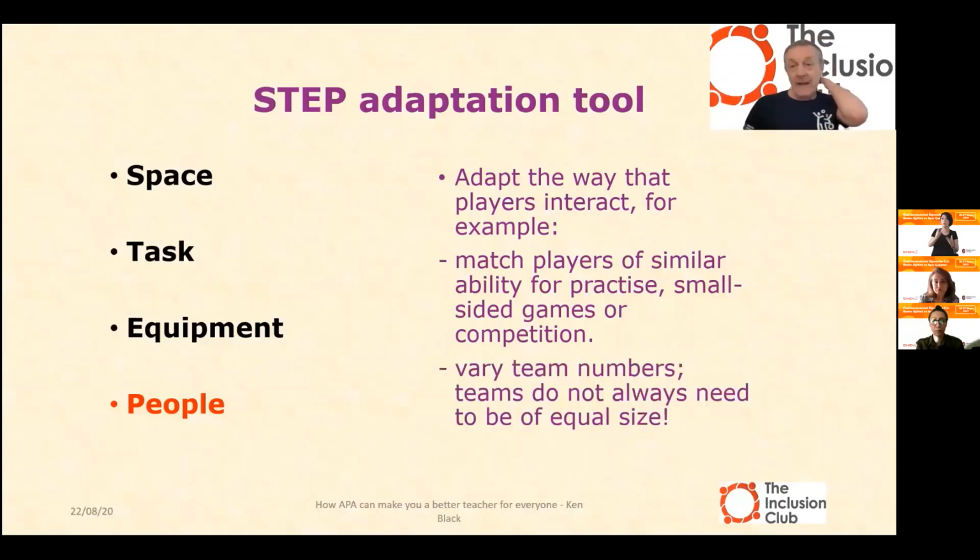We can also vary team numbers, and teams don't always have to be the same size. So it doesn't need to always be 5 against 5 or 11 against 11. Sometimes instead of 5 against 5, we might decide that it's easier to have 7 against 3. 7 players who are developing their skills can support each other against 3 players who've got a higher level of skill, but they have to work harder against the 7. And so that can balance again.